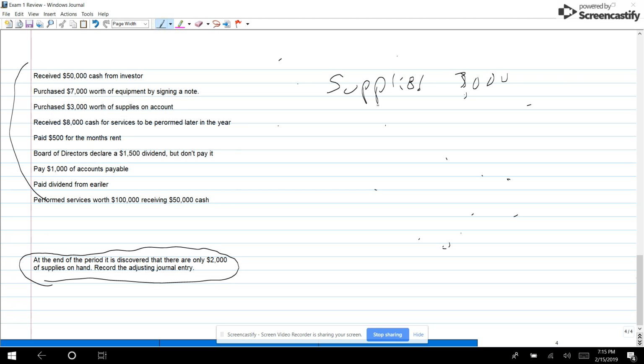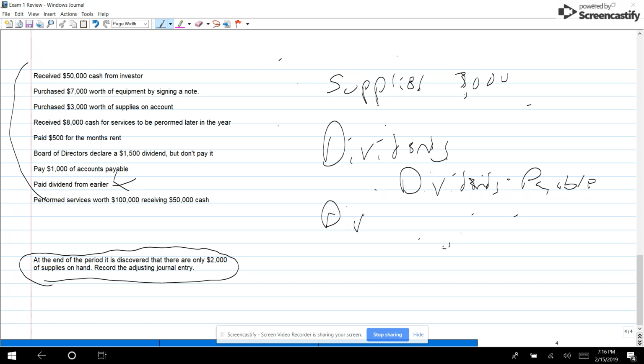All right. Board of directors declare a 1,500 dividend, but don't pay it. Dividends. Credit dividends payable. Let's just go to the paying of the dividend right away, so it makes more sense when you see it. So now we're clearing the dividends payable, so we're debiting it. Because remember, liabilities decrease with the debit, and then we're paying the cash.